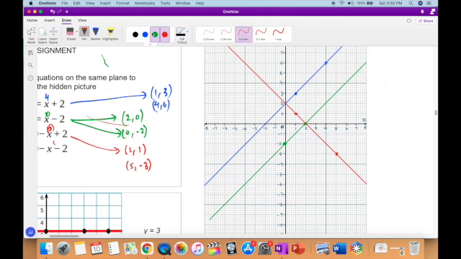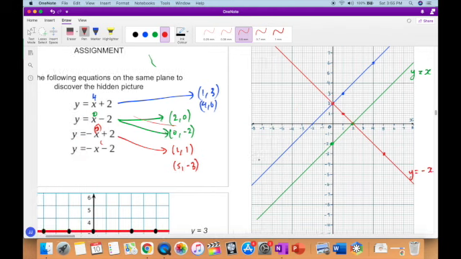Oh, and I didn't label. So let me label the green line. Y is equal to positive x, so it has a positive slope, minus 2, so it cuts in at the negative 2 point there. And then the red one is y is equal to negative x, so it has a negative slope, plus 2, so it cuts in, you can see, at positive 2 over here.